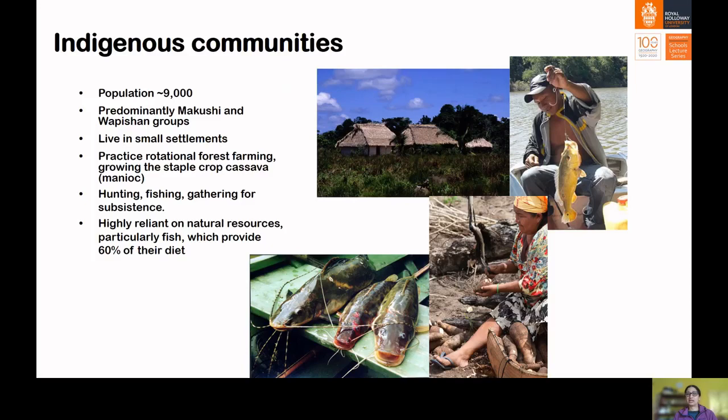And they don't just eat it as it is, but they process it into different kinds of products as well, such as different types of bread and something they call farine, which looks like breadcrumbs basically, and which can be stored for a very long time. They also do hunting, fishing, and gather lots of resources as well. So you can see that most of their livelihood is based on natural resources, or the resources that they can access on their land. Fish in particular is very important, and it's estimated that it provides about 60% of their diet. So the wetlands particularly are crucial in sustaining their lives. And so the quality and the sustainability of that is really important.